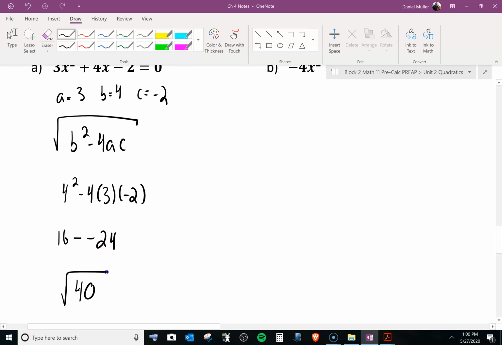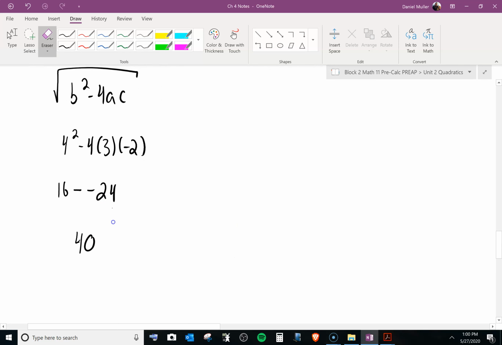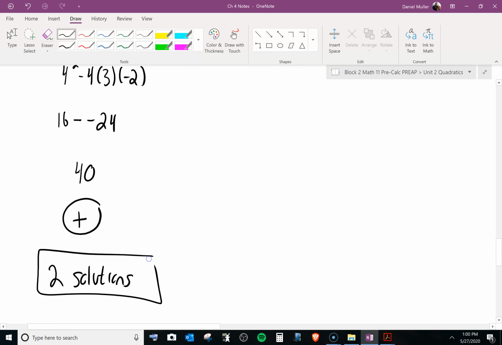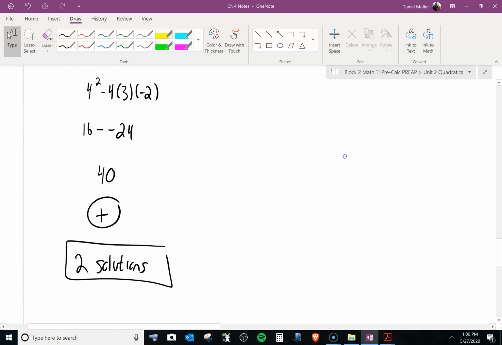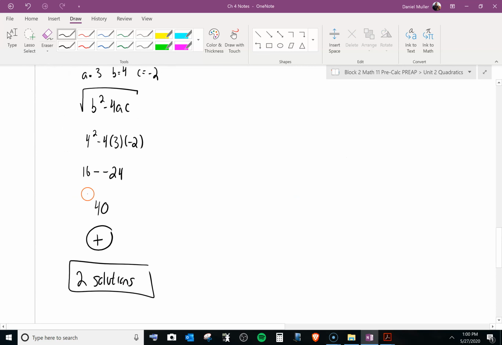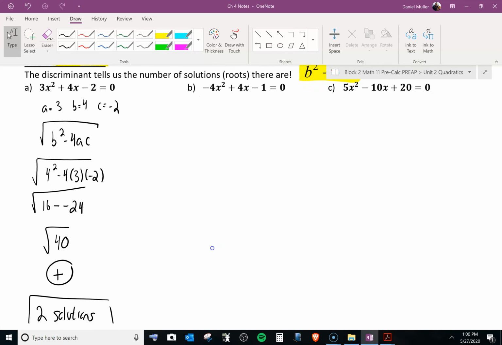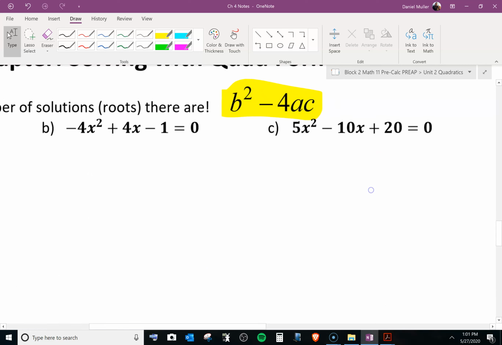So really, you've got the square root of 40. But the discriminant is 40. It is a positive number. Therefore, we're going to have two solutions. Whenever you have a positive square root, that's nice, we're going to have two solutions. You don't need to write the square root symbol, but if you wanted to, you could as a reminder. Square root of 40, that's a positive number. That works. Two solutions. Now A is done.